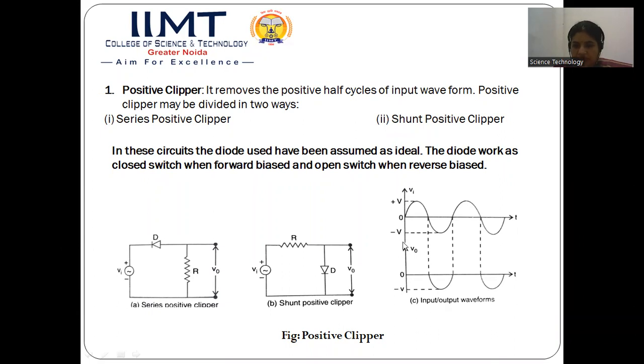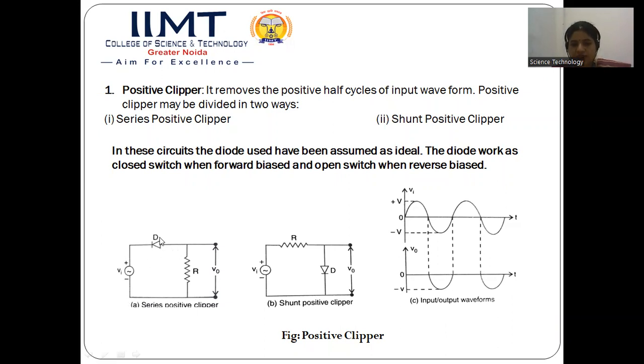So you can see clearly during the positive half cycle, we have applied this input with peak value V, but we are not getting anything in the output. So we can say that the positive half of the input wave has been clipped, it has been removed, right? So next, during the negative half cycle, this polarity will get reversed. The upper end now will become negative and the lower will become positive. In this position, N is connected to negative and P is connected to positive. So the diode will become forward biased.